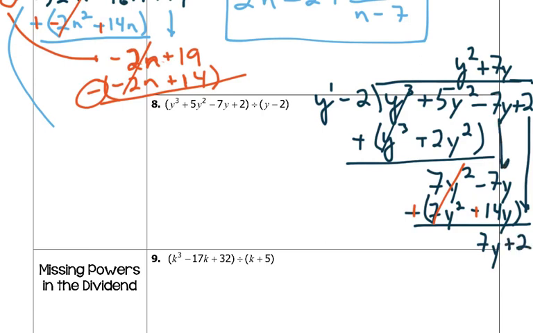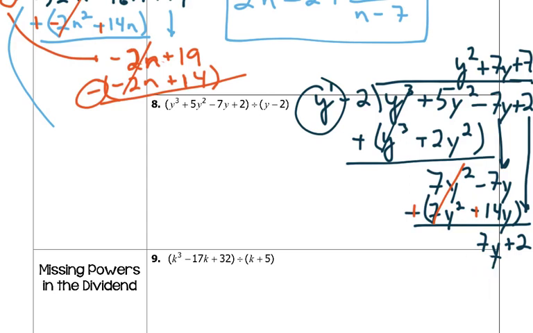We're almost done. Let's divide this again. We get the first term here, y. We have to divide that by the first term down here, and we're just left with a positive 7. So put that up at the top. Now we're finding our remainder.